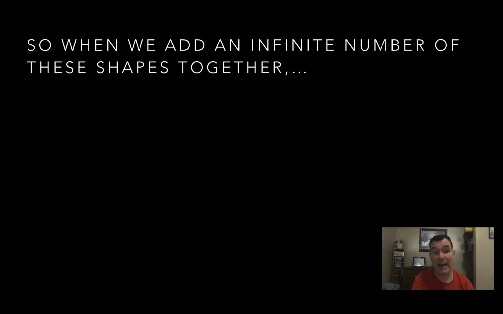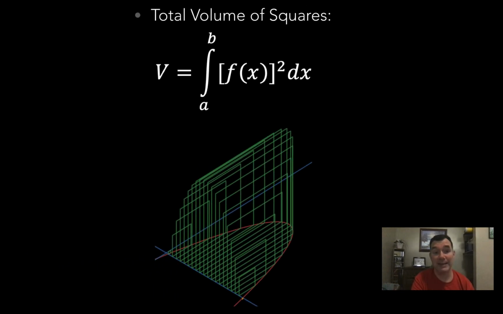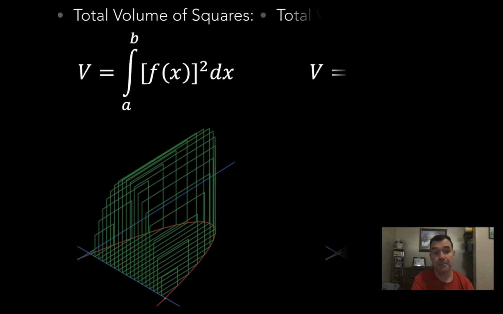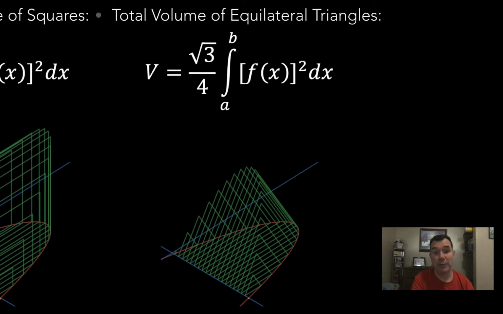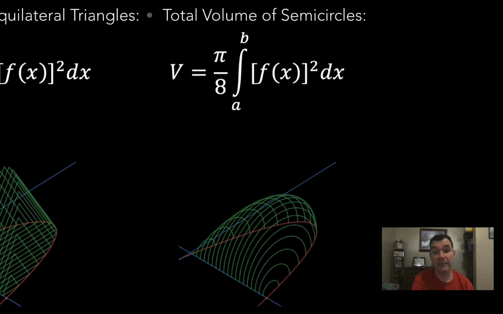All right, so when I add up an infinite number of squares or equilateral triangles or semicircles, I have to use an integral to do that. And so the volume for the squares is going to be the integral from a to b of f of x squared. And then if I do equilateral triangles, it's going to be that same integral multiplied by root 3 over 4 based on the formula that we talked about. And for semicircles, it's going to be that same integral but with pi over 8 in front.